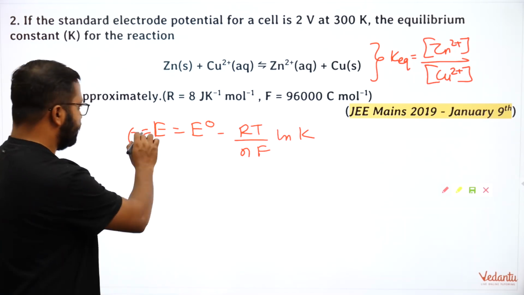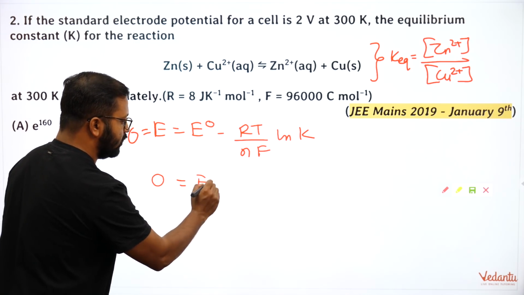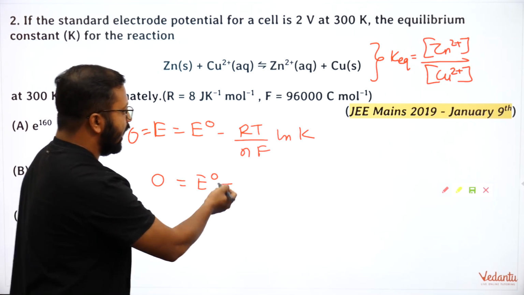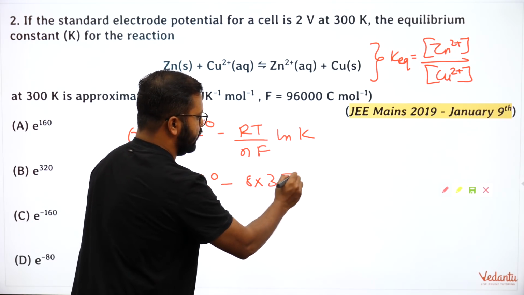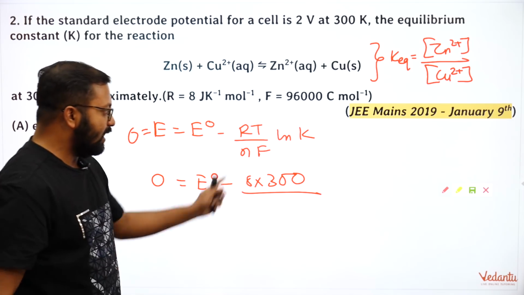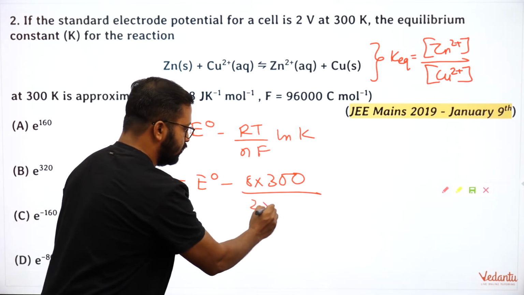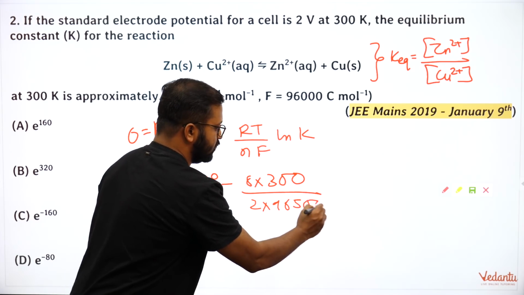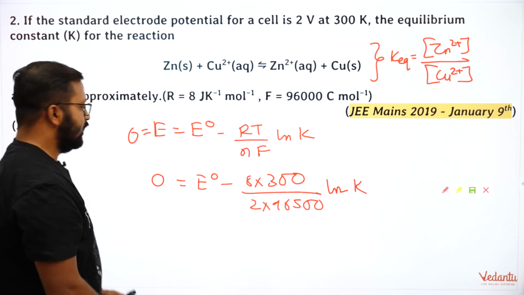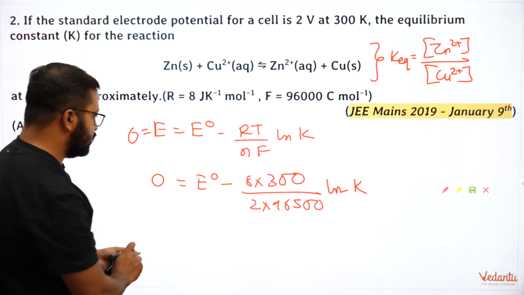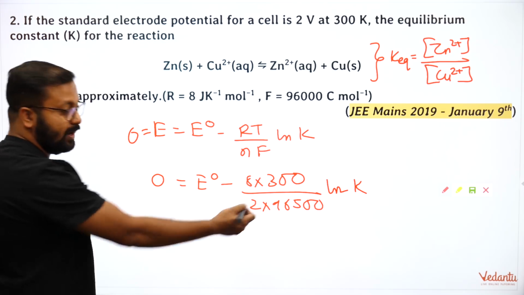So if E is equal to 0, I will write this as 0 equals E naught minus R value is to be taken as 8 times 300 by N value, which is 2, because 2 electrons are exchanged, 96500 ln K. Also it is given that it is 2 volts, so I'll bring it over here and this will become 2 volts. Minus and minus will get cancelled out.